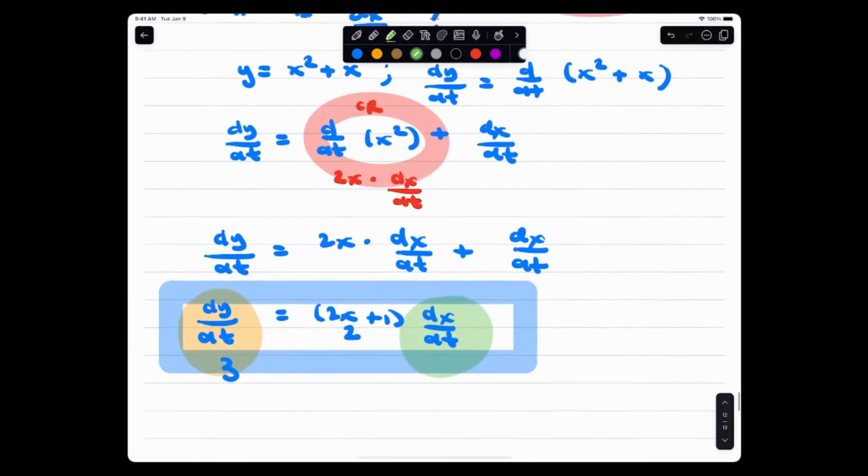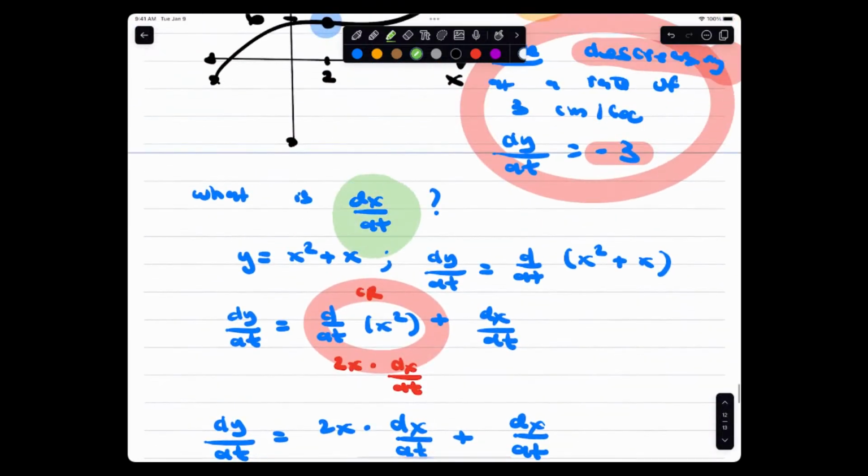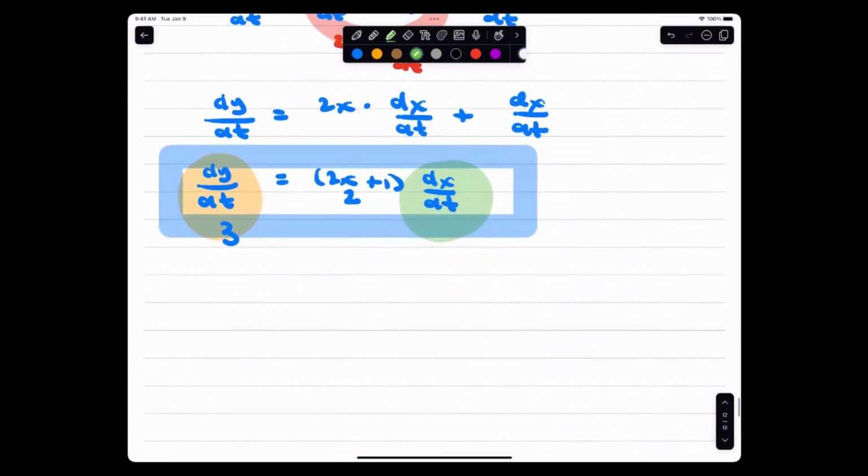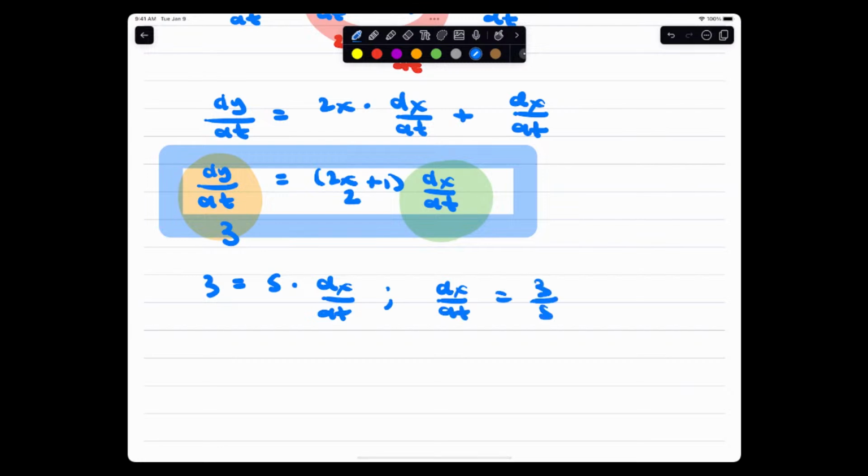They want to know what dx/dt is. Okay, what is that dx/dt? So it's okay for you to use that information now. So this is 3 equals 5 times dx/dt. So what would dx/dt actually be? 3/5, which would be actually 0.6. Was it centimeters per second? Centimeters per second, I guess.